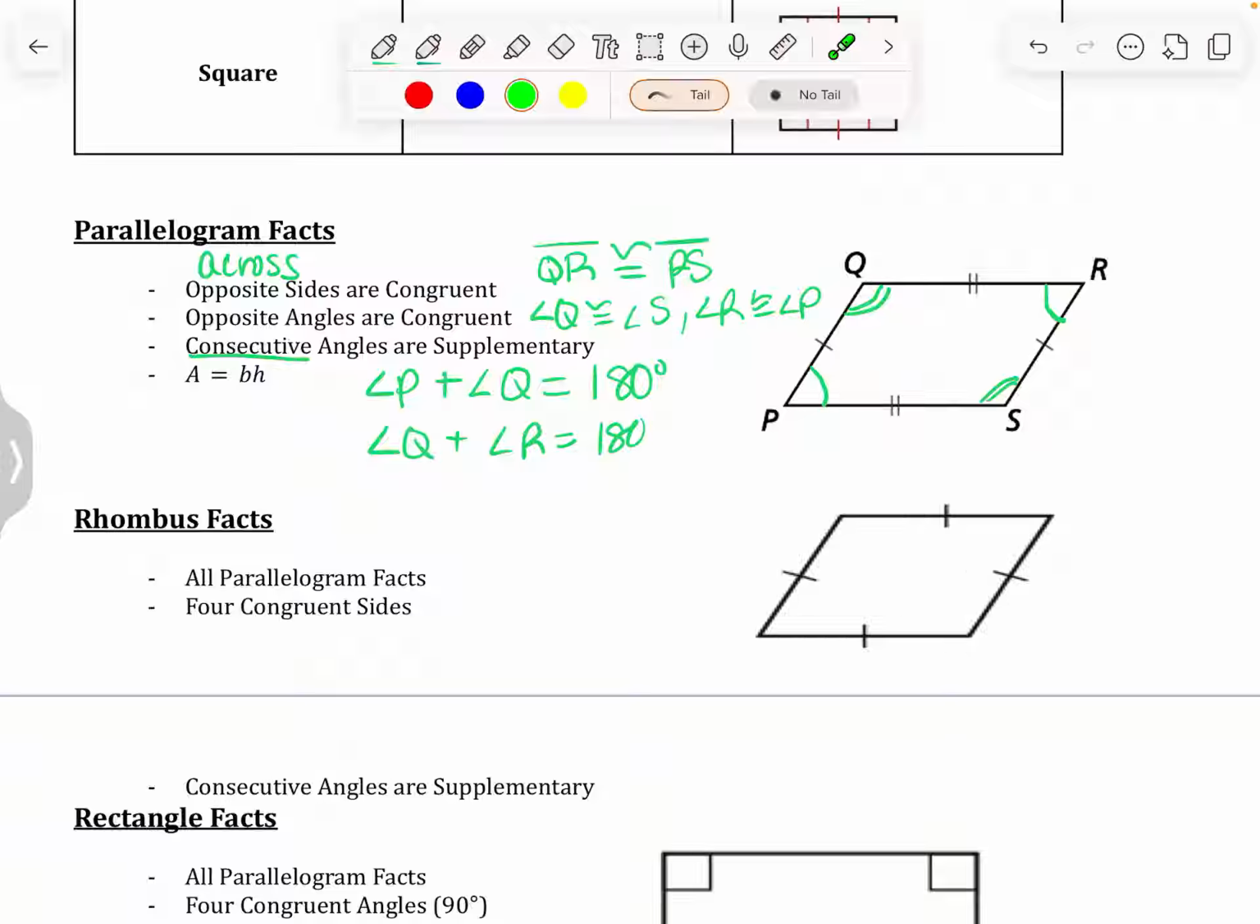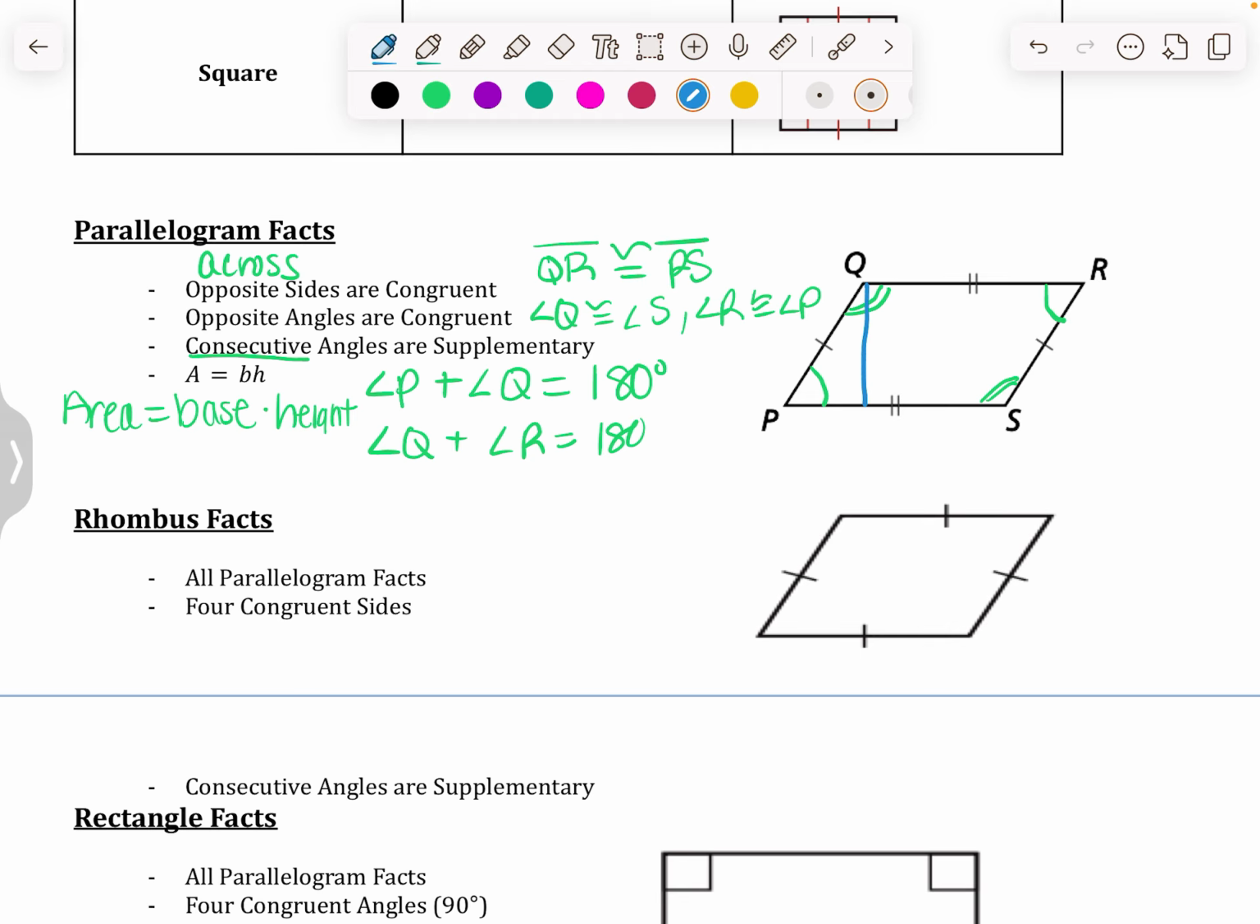And then for a parallelogram, to find the area, it's B times H. So that's area equals base times height. And just a reminder though, when you find the height in a parallelogram, you have to find the height that is perpendicular with the base.